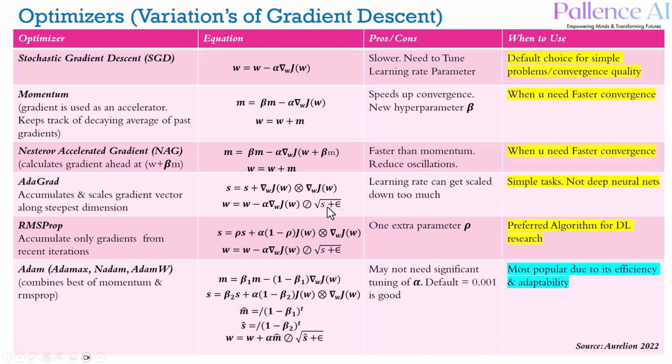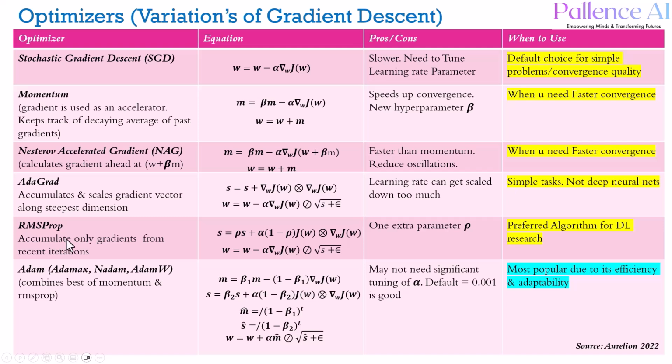But the problem with AdaGrad is the learning rate can get scaled down too much. With that, the weights are really not getting updated that much, and it may not even converge. So it is used for some simple tasks, but for deep neural networks, AdaGrad is not that much used.